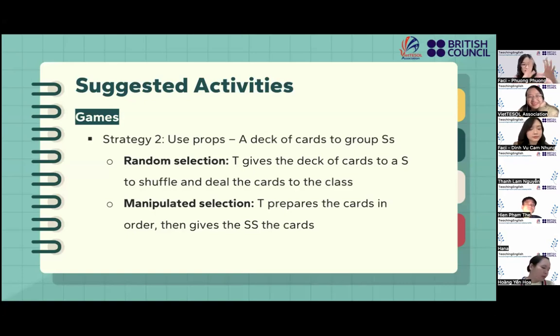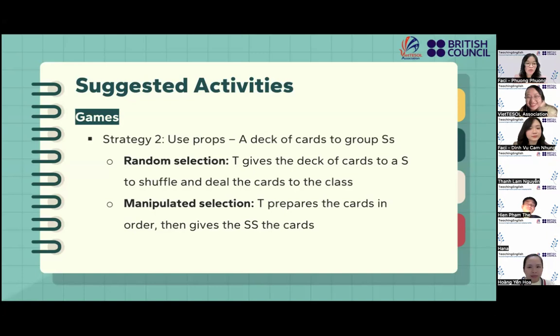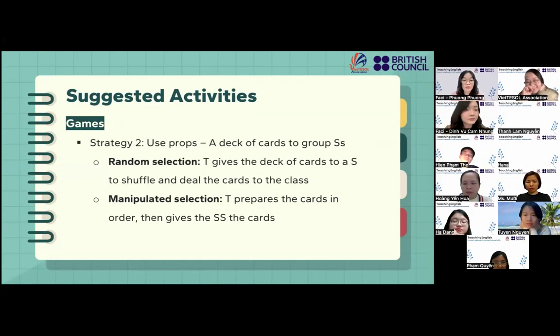For example, I have this group of students who are very talkative and I want to break them up, but I don't want to just break them up. So I can just manipulate the cards, put the cards in the right order, and then give the cards to the students. So they will be split into other groups, but I don't really need to tell them off because that may ruin the class atmosphere, or maybe they will have resentment toward me. So this is, I think, a very useful way to group students with just a deck of cards.